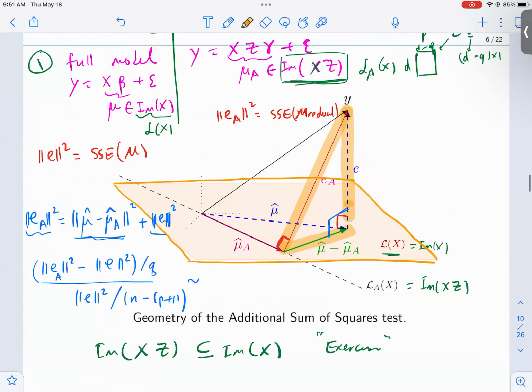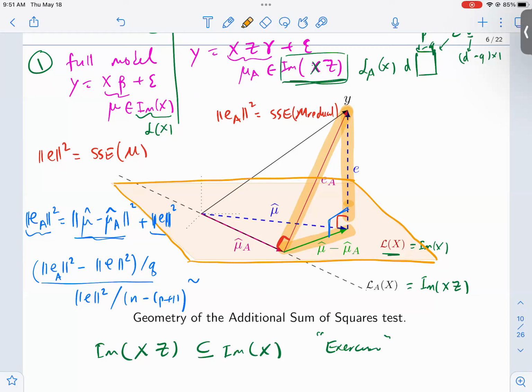Then you can identify these SSEs. SSE of M is the residual sum of squares, the sum of the squares of errors. Some people call it RSS; your book calls it SSE. Norm E squared is the SSE of model M. So that would be projecting Y onto this plane. You get mu hat, and the residual vector is E. You can see it's orthogonal to the entire image.